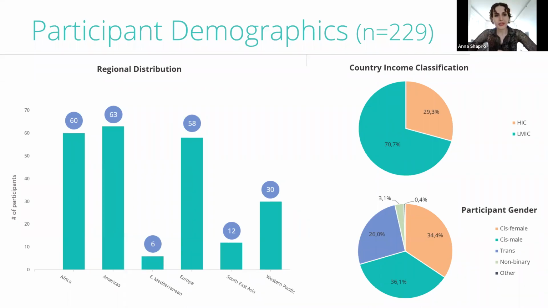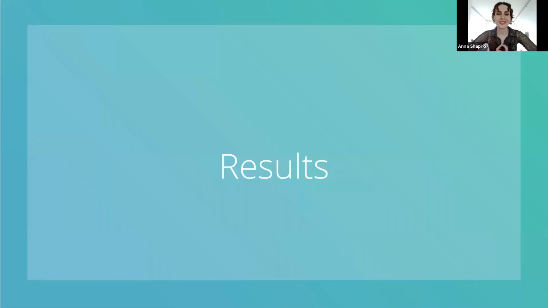As for the demographics, as you can see, we tried to achieve the best possible regional distribution. Some regions obviously have fewer participants than others, but it's important to remember that these regions are in and of themselves quite diverse. You can also see the breakdown of participants in high-income countries versus low and middle-income countries. And then at the bottom, you can see that we had a very diverse range of different gender identities represented in the study. So there's cisgender female, cis male, trans, which includes trans feminine, trans masculine, and trans non-binary people. There were other non-binary people and other gender non-conforming people. Next, please. So on to the results.